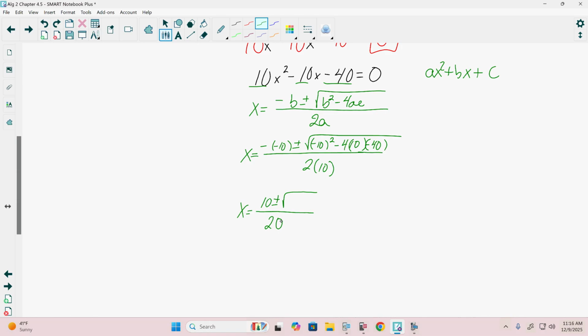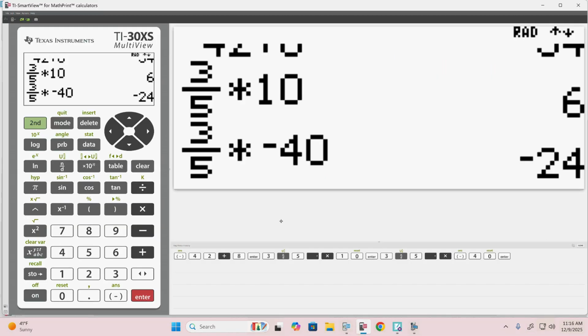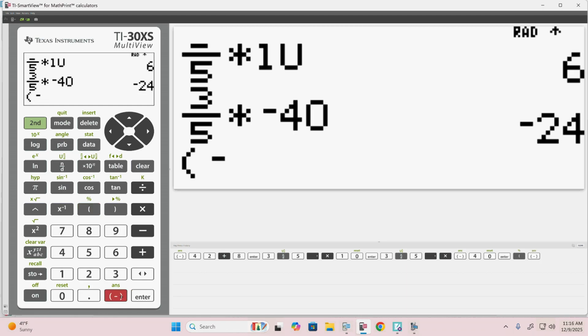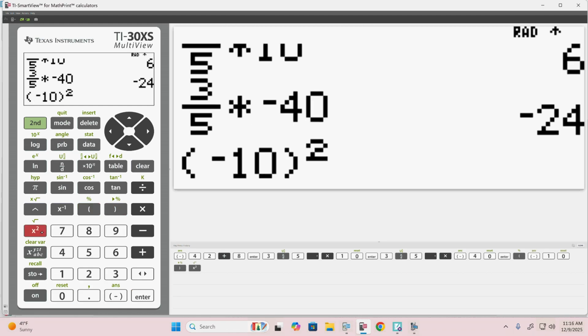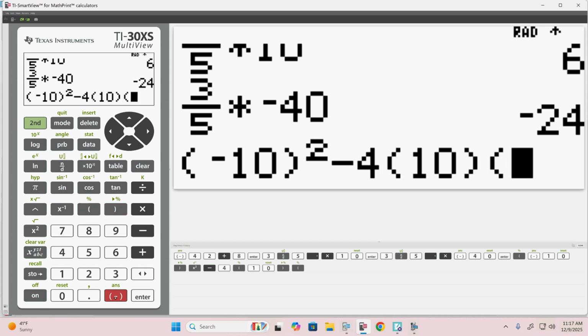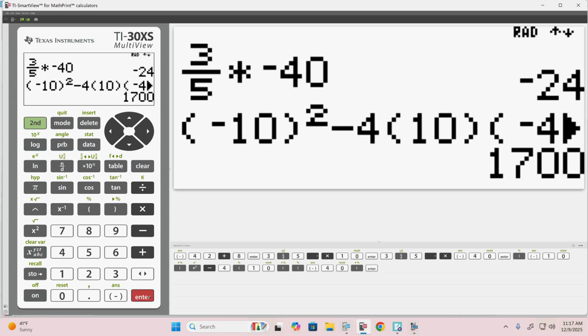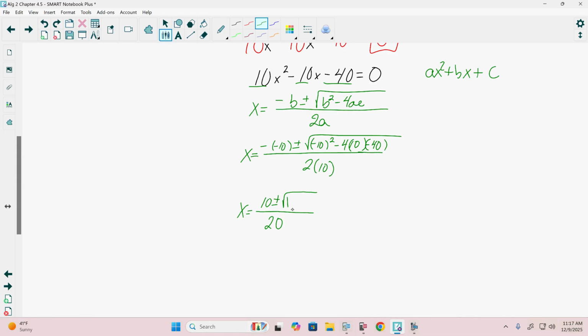Now at this point, we do need to figure out everything inside the radical. I wouldn't put the radical, but I would put the negative 10 squared minus 4 times 10 times negative 40. I'd put everything inside that radical, and it tells us it's 1,700. Questions on this so far?